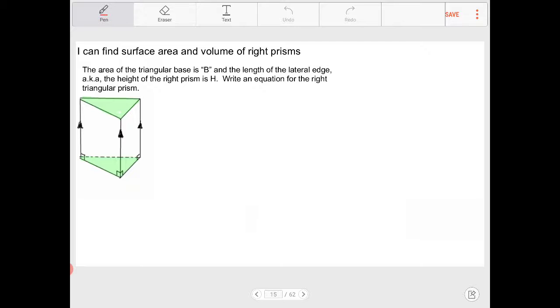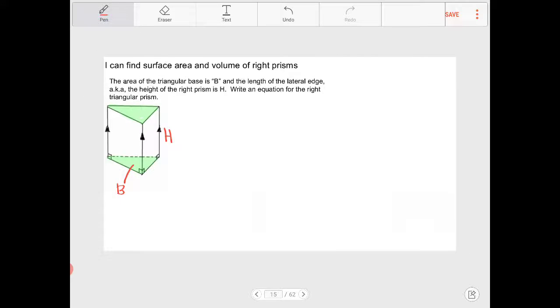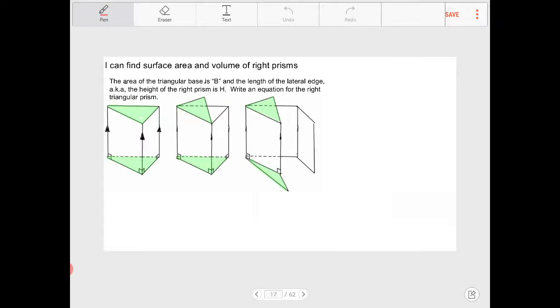All right, we're going to try this again. We are going to try to find the area of the triangular prism by using the triangular base, where the area of the triangular base is B, and the length of the lateral edge, aka the height of the right prism, is h. So again, we're calling this h, and we're calling the area here capital B. We need to write an expression for the right triangular prism. So again, we're going to approach this the same way. I'm going to take this and open it up like I would a box of, I don't know, what are those chocolates called that come in the triangular form?